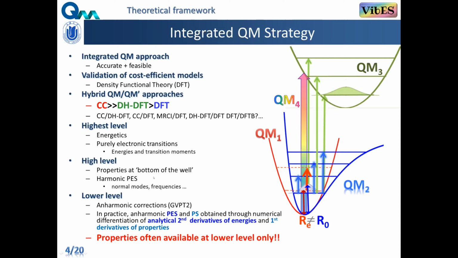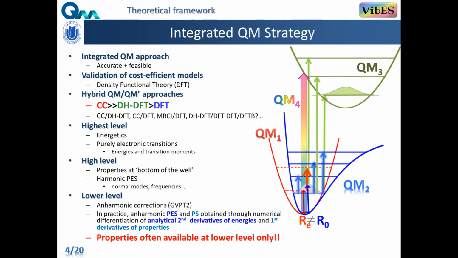Then some intermediate level of theory can be used to calculate, say, the equilibrium properties and harmonic frequencies, properties at the bottom of the well. And finally, the lowest level can be used for anharmonic corrections, which will be the most expensive calculations.